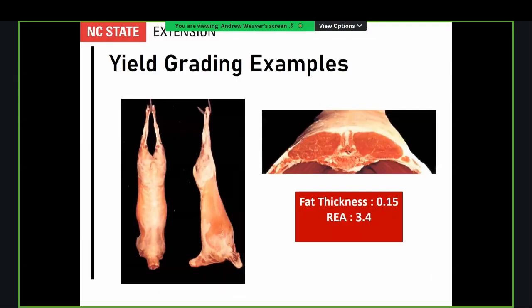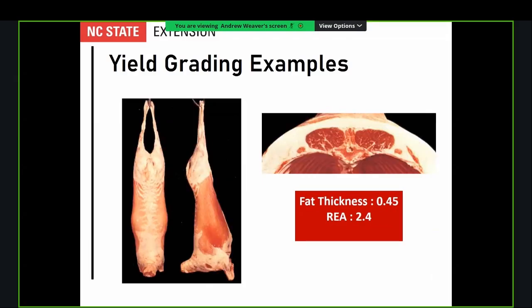Some other examples here, this would be a lamb that has a fat thickness of 0.15, a relatively trim lamb, not a lot of external fat. Ribeye area is 3.4, but remember, that muscling metric does not play into the yield grade equation in sheep. And so here the yield grade would be 1.9. So a relatively trim, high cutability type carcass here. And you can see from the image on the left, we want our lambs to look like Coke bottles. We want them to have some shapeliness, some curvature. Think of them, you want to try to make them look like a Coke bottle.